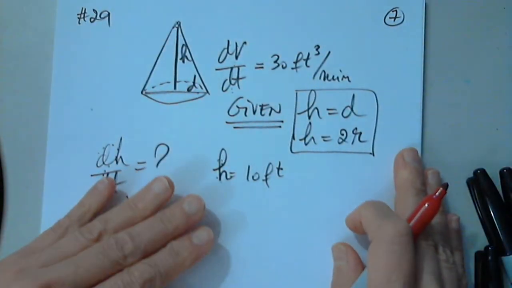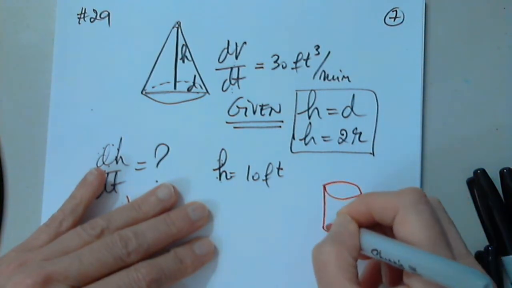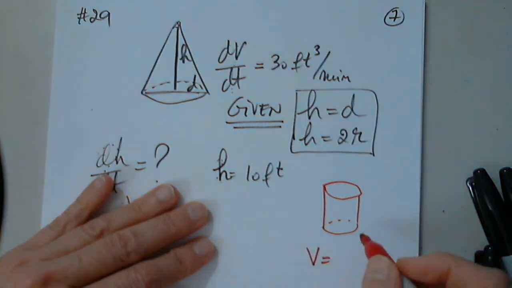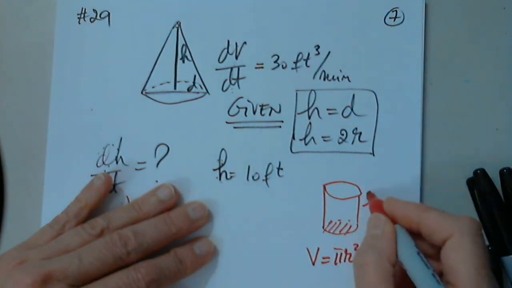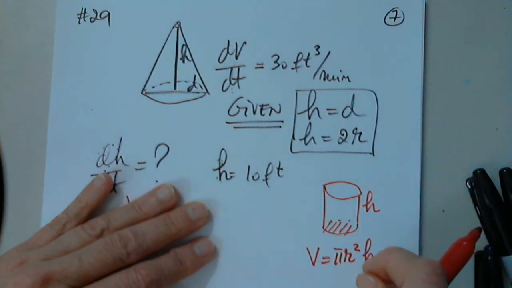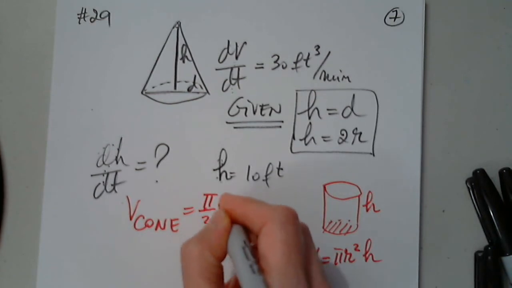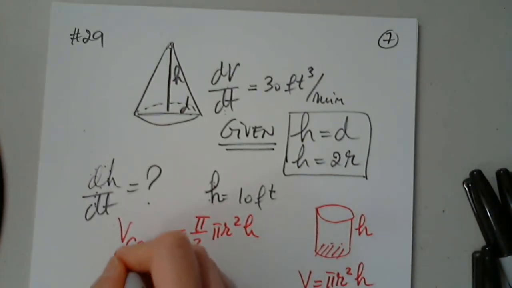So here's how you remember it easily. We already talked about the volume of a cylinder. And you can say, why are you connecting these? Here is why. The volume of a cylinder is pi r squared, the area of the base, times the height. This one is the same, but divided by 3. So this is pi over 3, pi r squared, times the height. Very easy to remember.